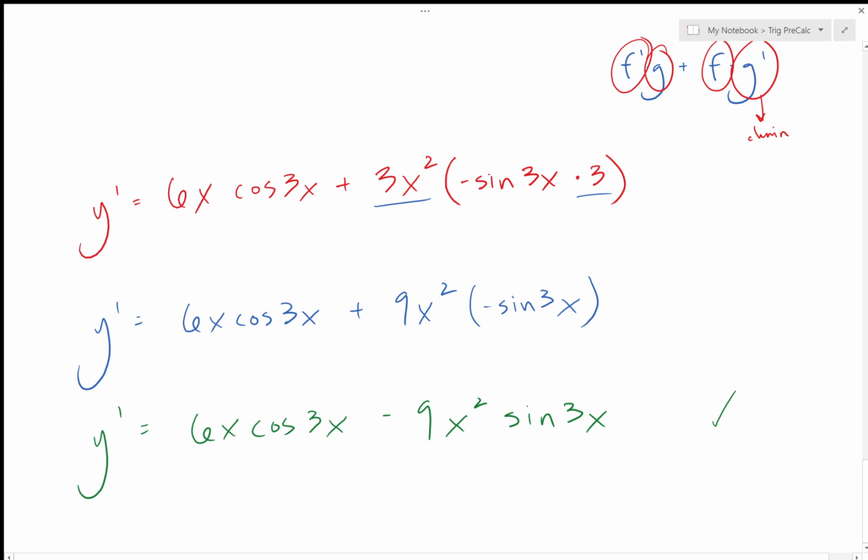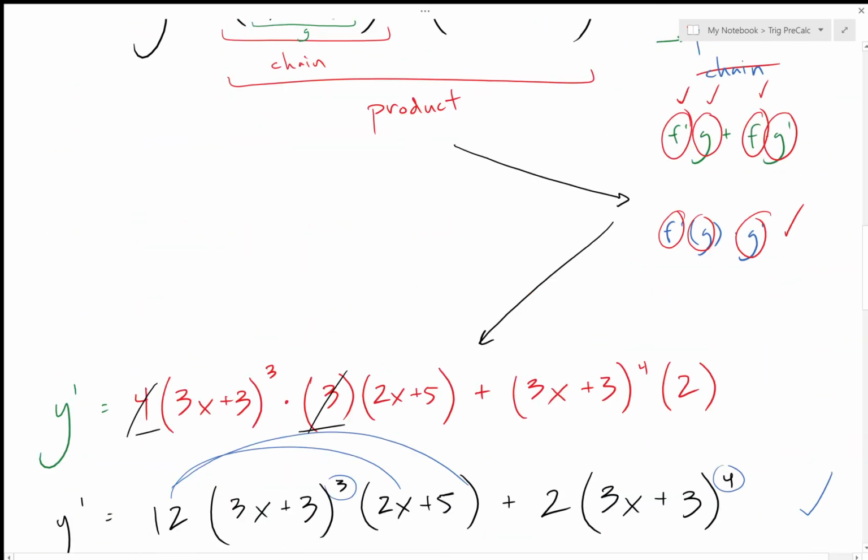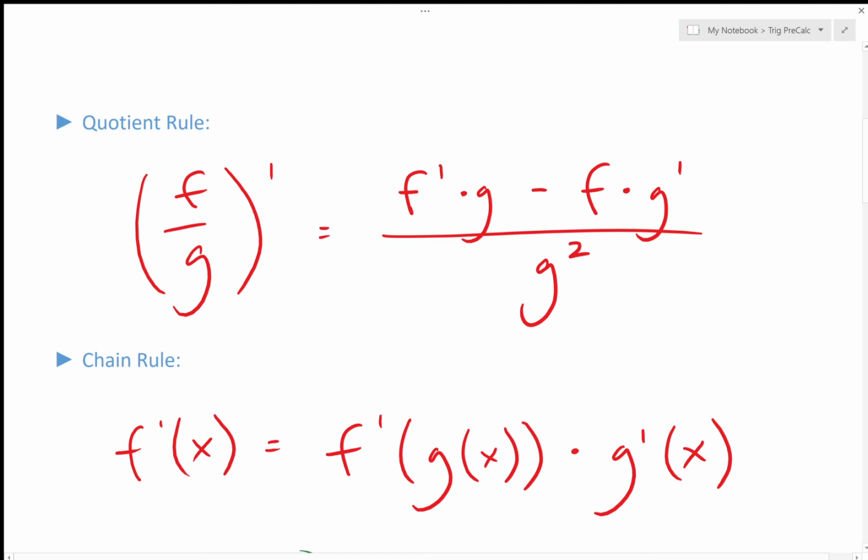So the big thing today is make sure you know all your rules for the individual product, quotient, and chain, and then understand how we're putting these all together now to create these kind of combined problems.